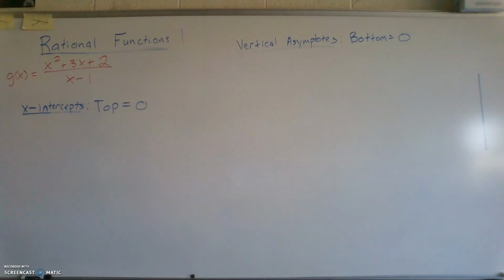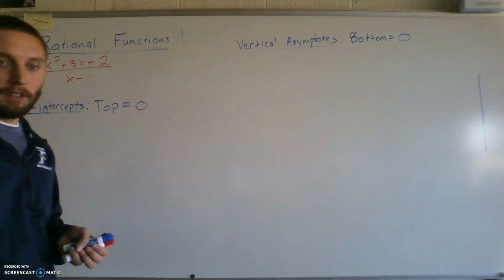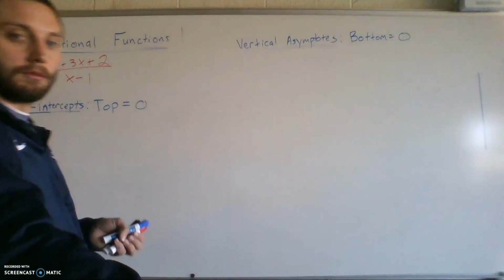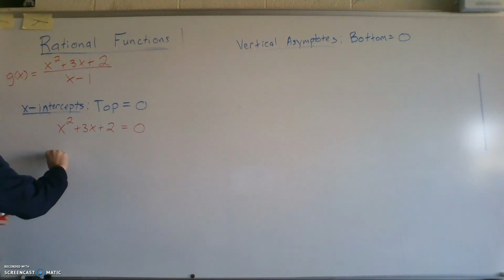Okay, so our last example here, x squared plus 3x plus 2. I want you guys to pause the video so you can find x-intercepts, y-intercept, and vertical asymptotes. So I'll give you a minute. Ready, pause. Okay, so x-intercepts, I set the top equal to 0.